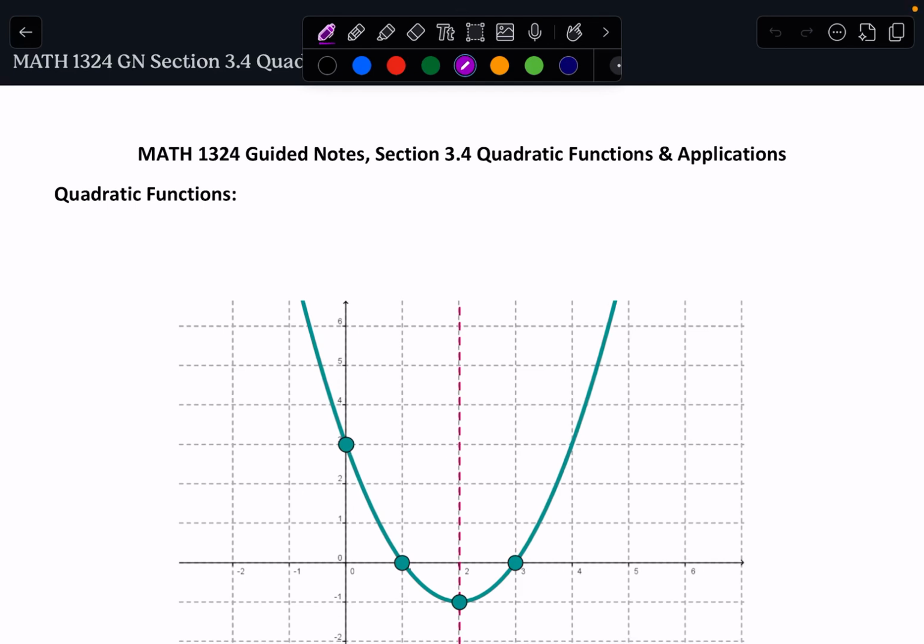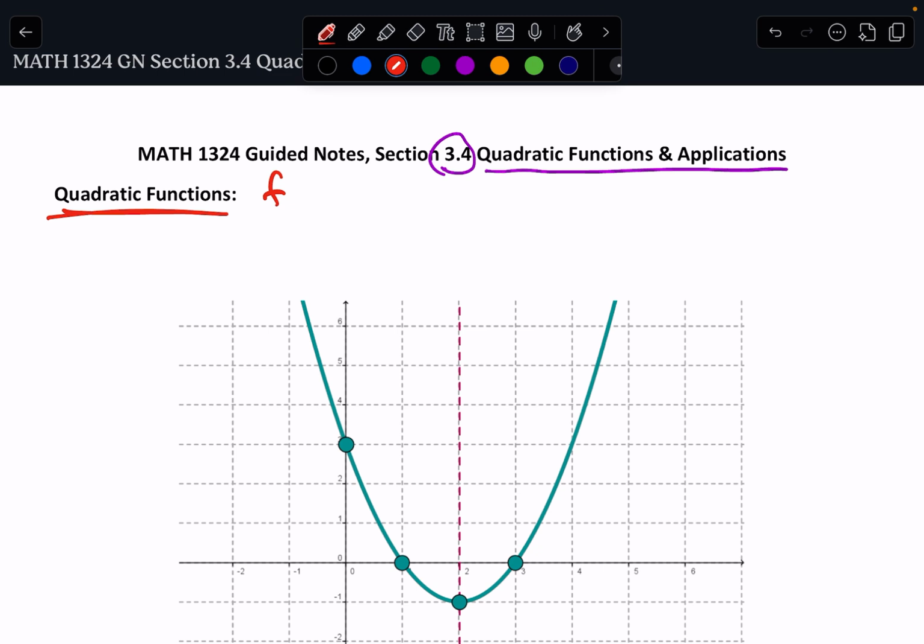Hello, this is lesson 3.4, quadratic functions and applications. So we're gonna go ahead and look at quadratic functions and some of their characteristics and so on. We have two different forms for quadratic functions.